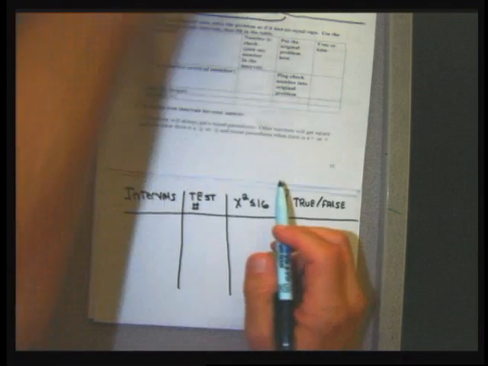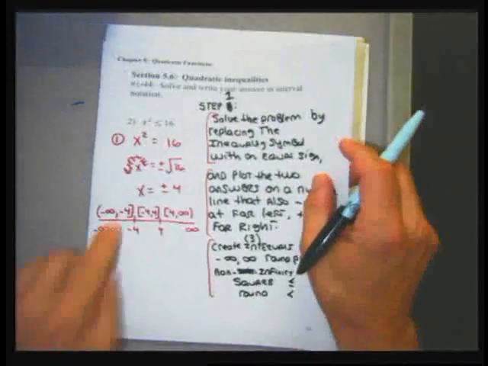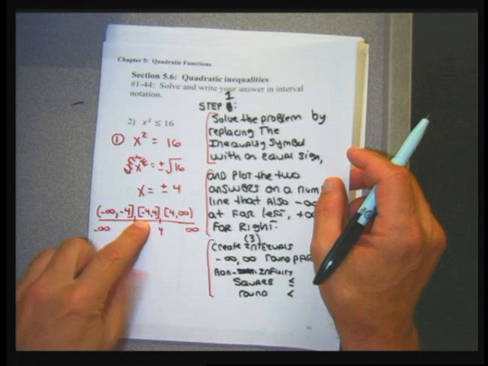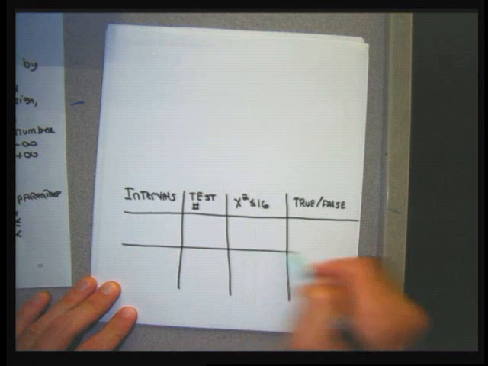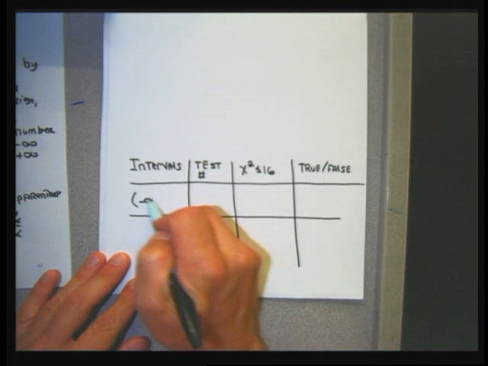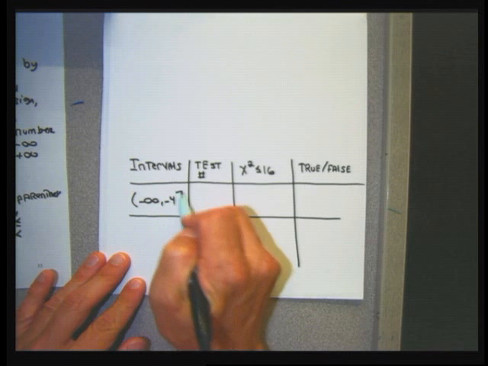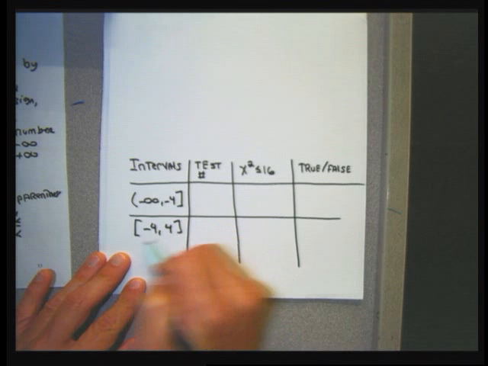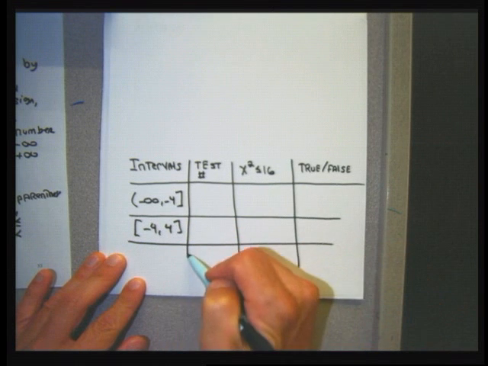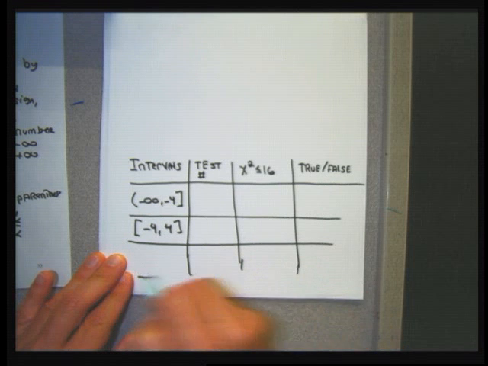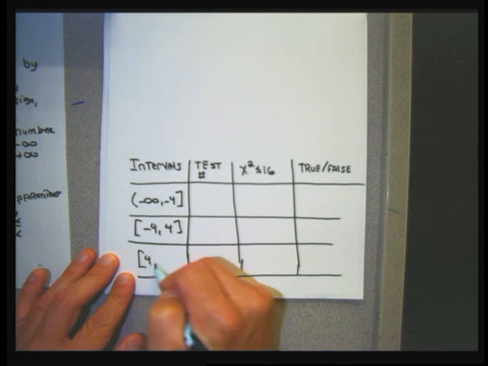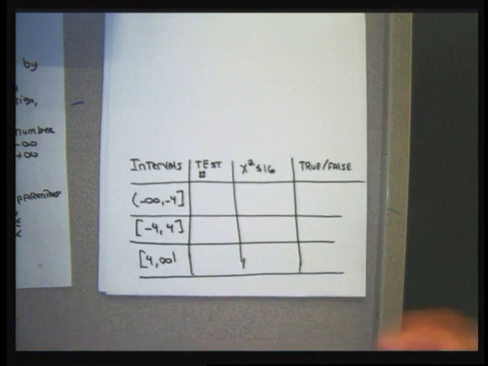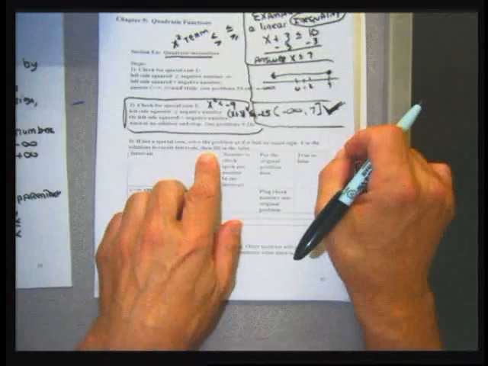So my intervals moving from left to right in this problem, the far left interval is negative infinity to -4, the middle interval -4 to 4, the far interval 4 to infinity. So first interval, negative infinity to -4, second interval, -4 to 4, third interval, 4 to infinity. So that is the beginnings of the table, then fill in the table.